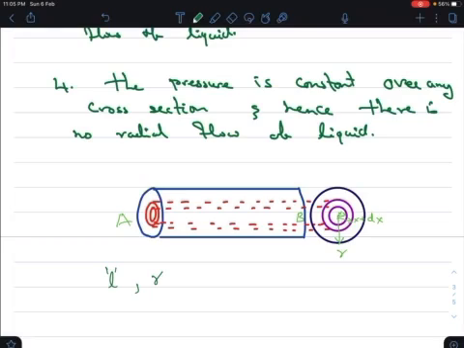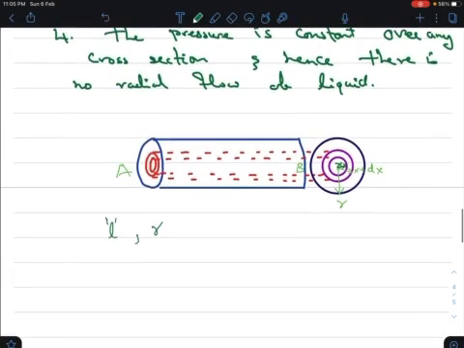Now we are considering a layer at a distance x from the axis center. For the outer layer, we are considering a thickness of dx. So the other layer is at a distance x plus dx from the axis. We are considering a layer x from the axis and another layer x plus dx from the axis.